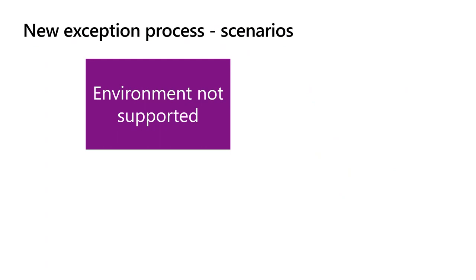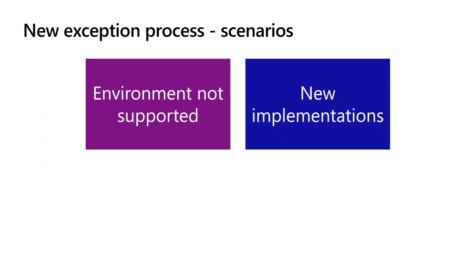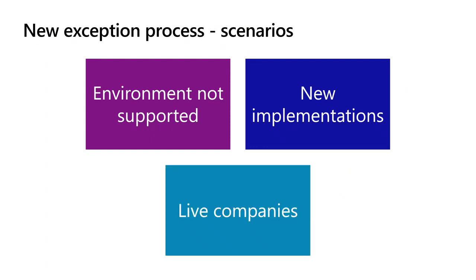Now, we will talk about the other feature we have added, our new exception process. If you are on-prem, the exception process will not apply or be shown. For all cloud environments, we will show you what this new process looks like for the three main scenarios: if your environment does not support planning optimization, like developer environments, if you're currently implementing Dynamics, or if you're currently live and running Classic Planning.